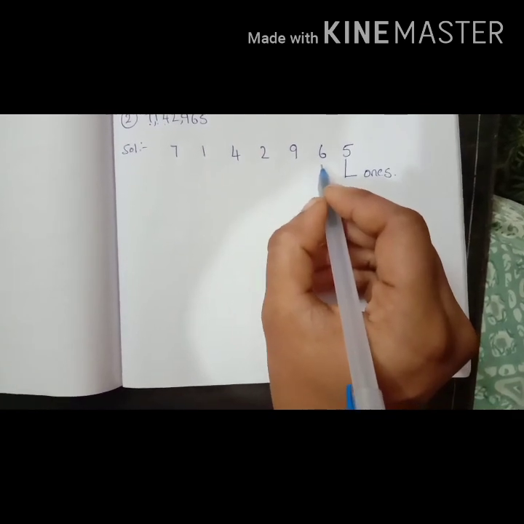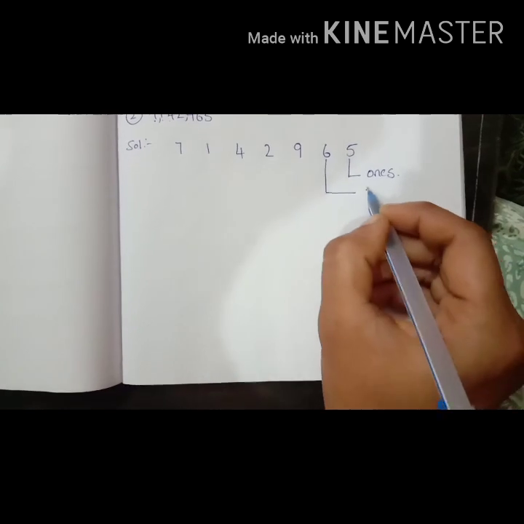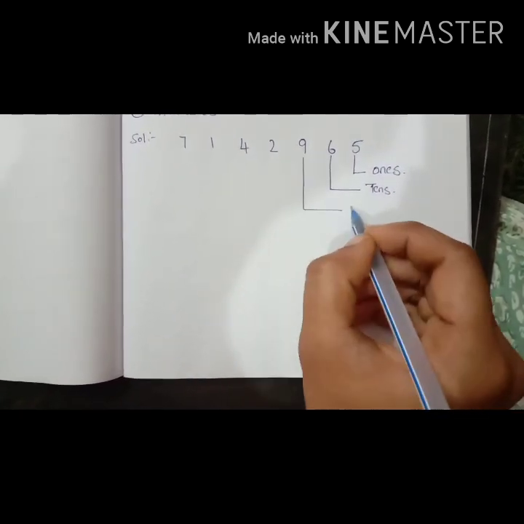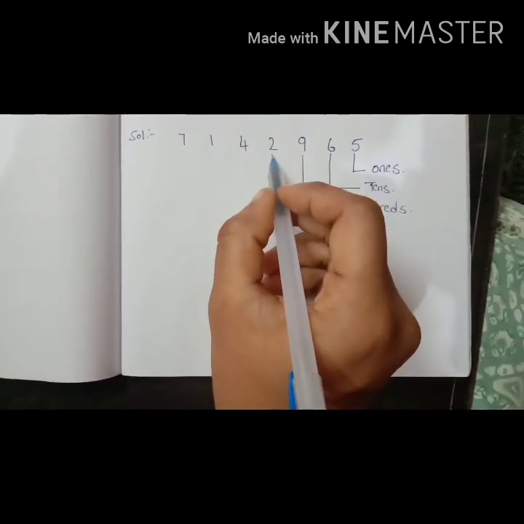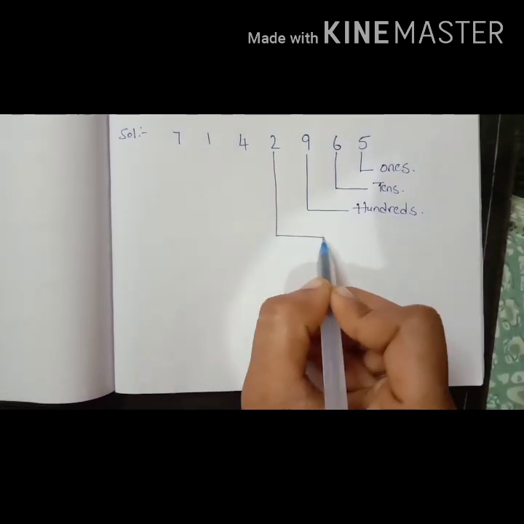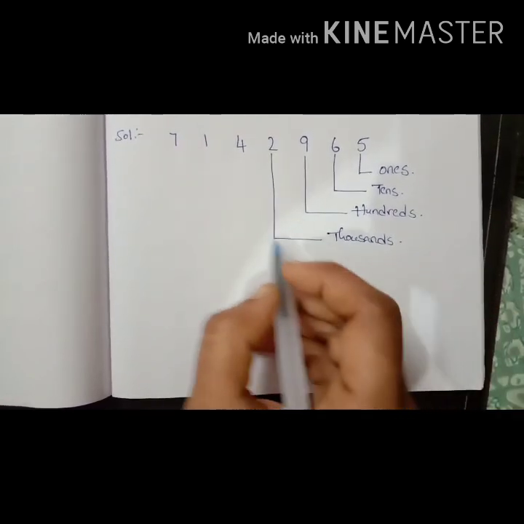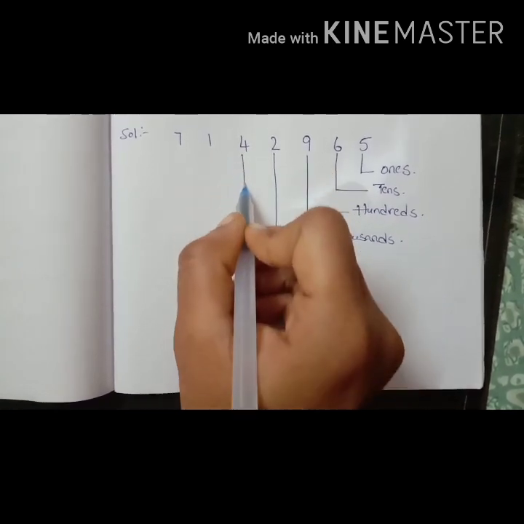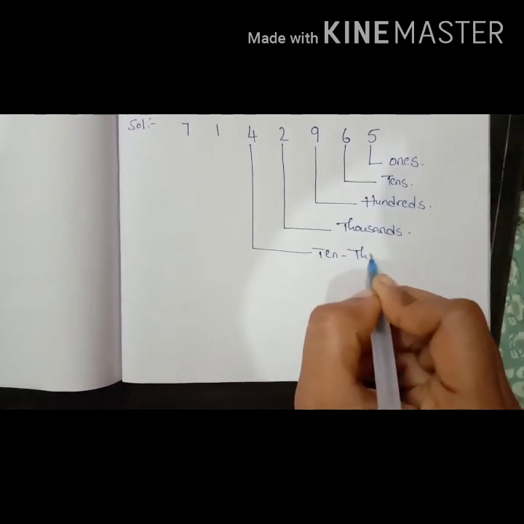Next, see what is the number here? 6. 6 is in which place? Yes, tens place. Next, 9. 9 is in hundreds place. Next, see what is the number here? Yes, 2. 2 is in which place? Thousands place. And next, see what is the number? Yes, 4. 4 is in which place? 4 is in 10,000s place.